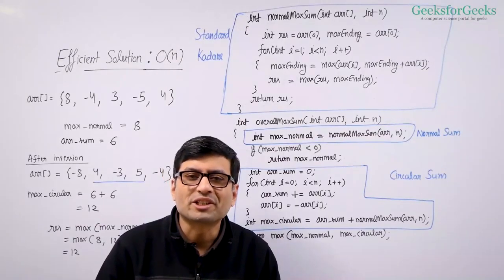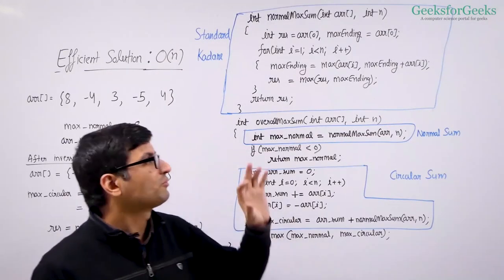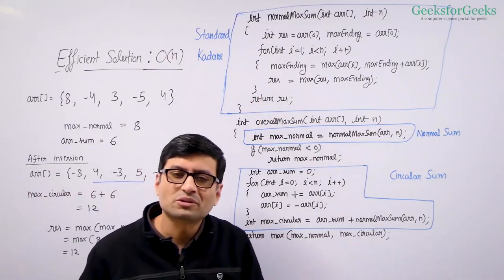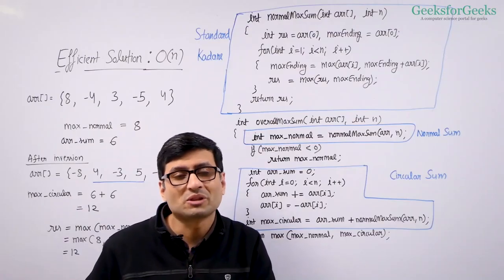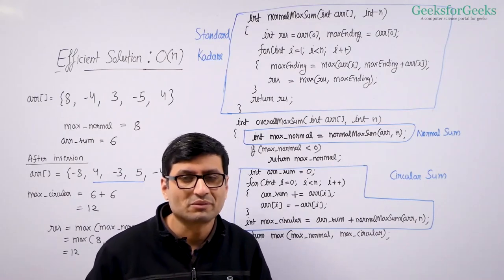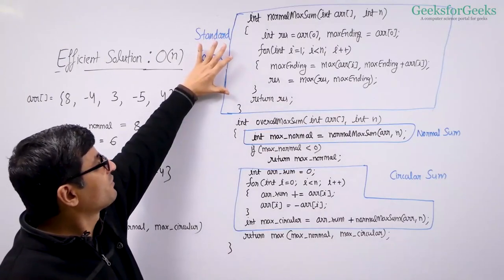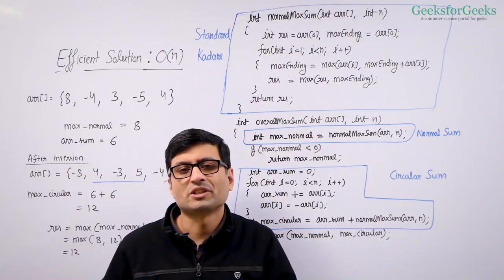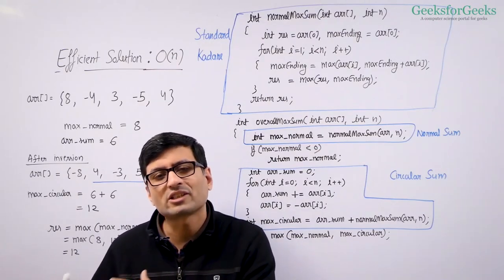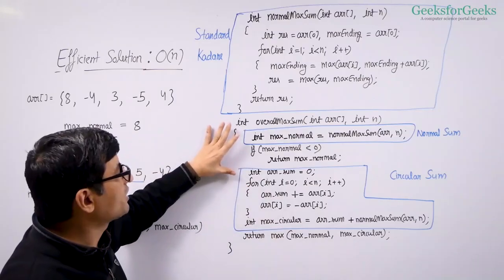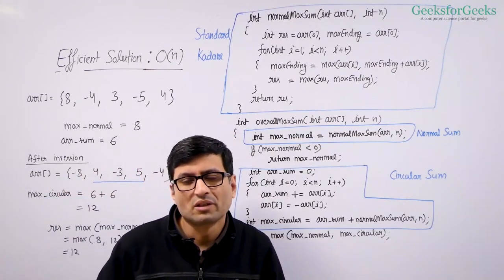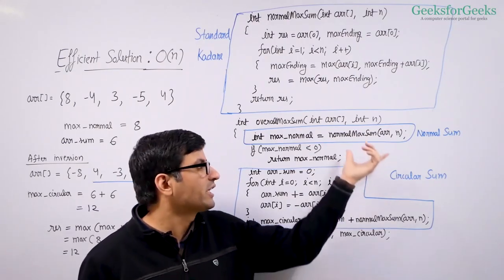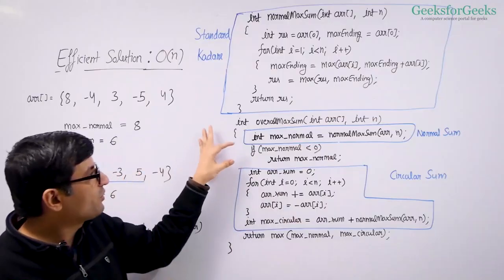Let us now see the implementation of this efficient approach. The first part of this code is the normal Kadane's algorithm, the standard Kadane's algorithm that we are going to use to find the normal maximum sum and also the circular maximum sum. So we have written a function for this. Now this is our main function where we find the overall maximum, which considers both normal subarrays and circular subarrays. Inside this function, we first compute max normal, which is the maximum of a normal subarray, simply computed using Kadane's algorithm.